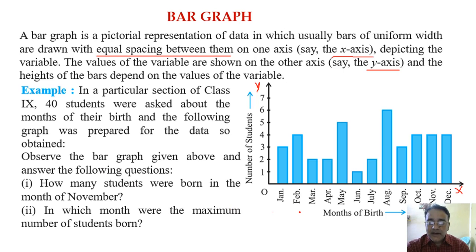Now observe the bar graph given here and answer the following questions. How many students were born in the month of November? 4. Very good. In which month were the maximum number of students born? August, right. So this is the interpretation of bar graph. Actually, in class 9th, interpretation is not there because you have already done interpretation of bar graph in the lower classes. Directly we are going to draw the bar graph.